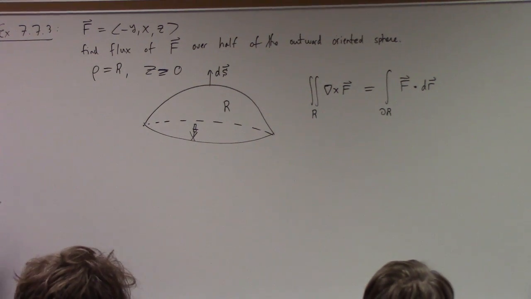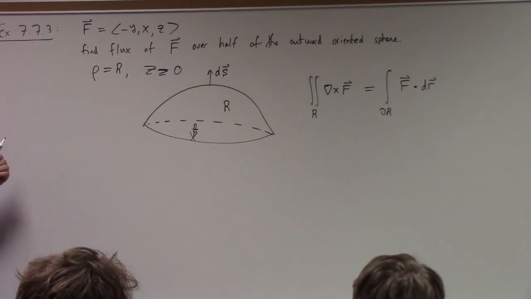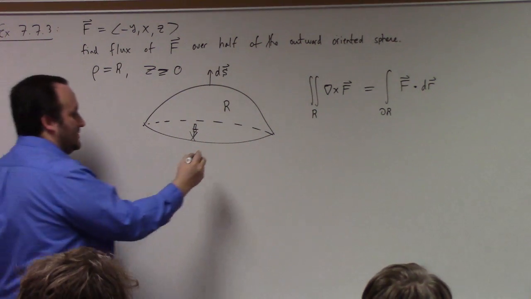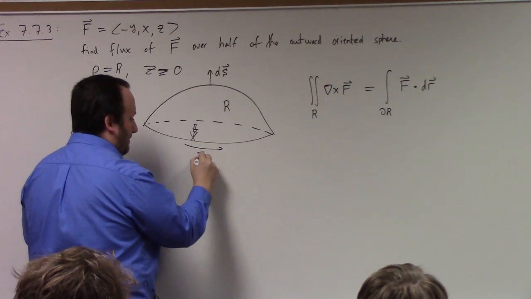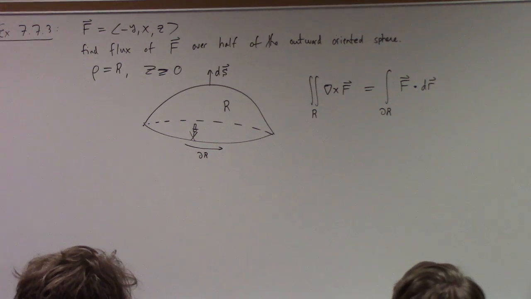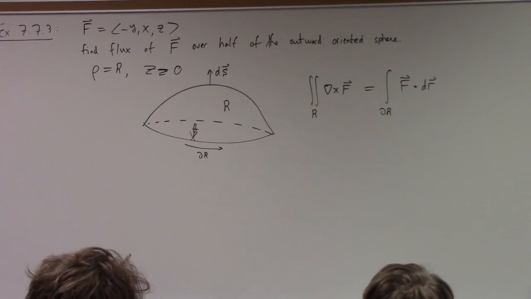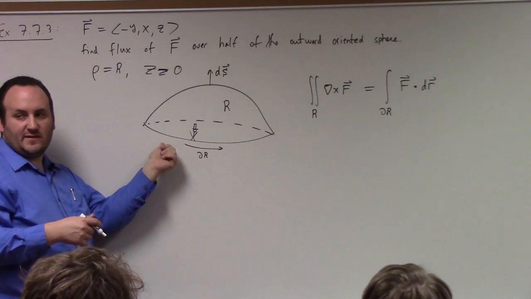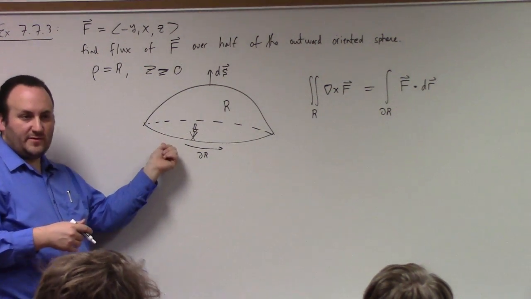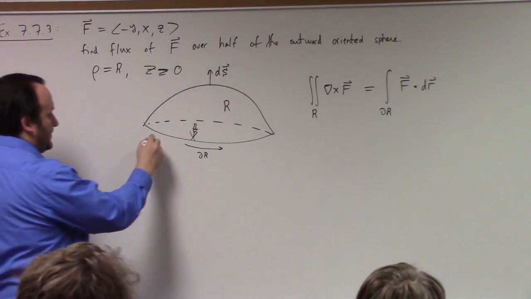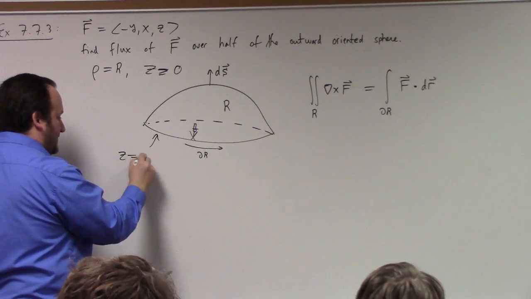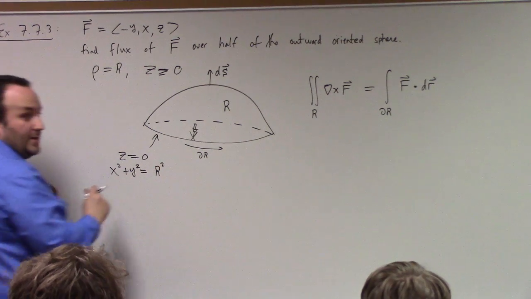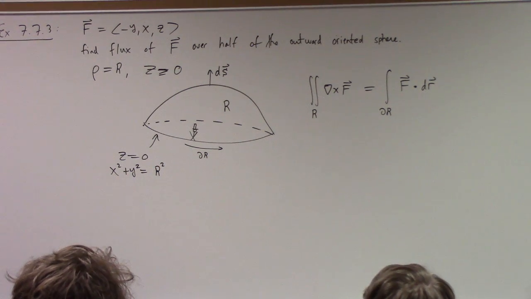So imagine yourself walking along. The surface should be on your left, right? So that means it's like this. Now, what is this? This is the equator, or the equatorial great circle. This is z equals 0, and x squared plus y squared equals r squared.